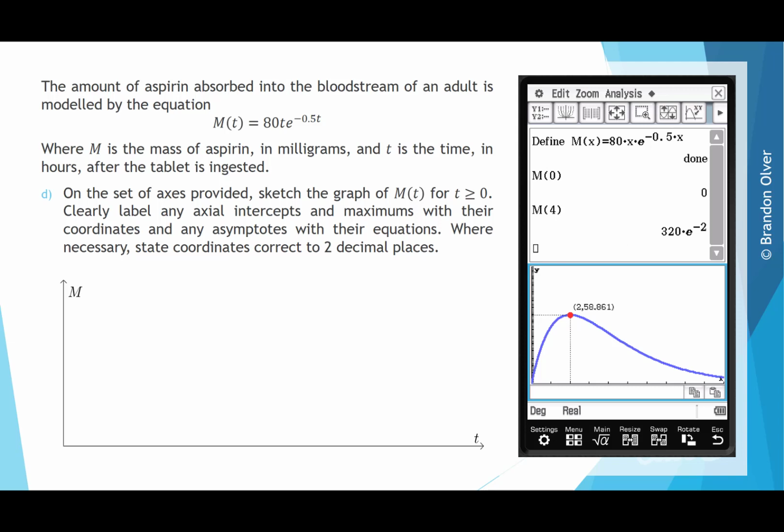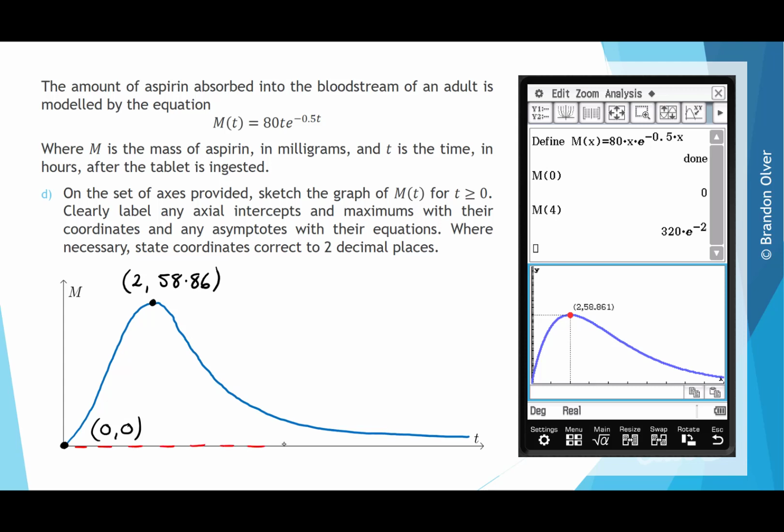So we've already sketched this on the CAS calculator, so we can essentially just reproduce it on our set of axes. So we knew that it went through 0, 0, and it comes up to a maximum, and then it decreases off to infinity. So this coordinate here was at 0, 0, and the maximum occurred at 2, 58.86. Finally, we have a horizontal asymptote that occurs down here, and that is going to have an equation of m is equal to 0. So that is the graph of m of t for t greater than or equal to 0.